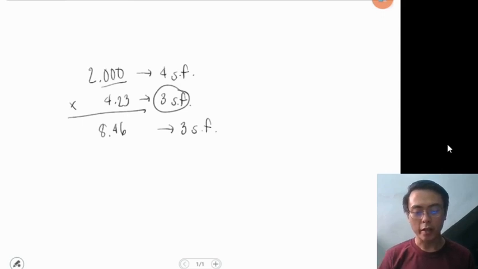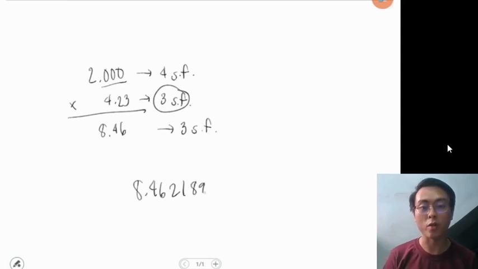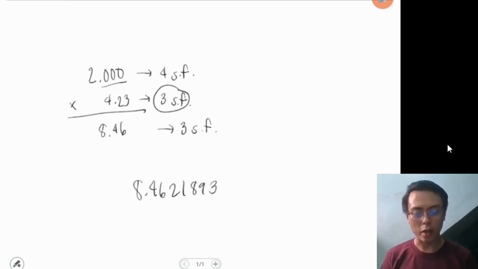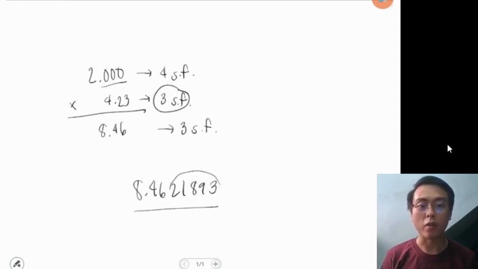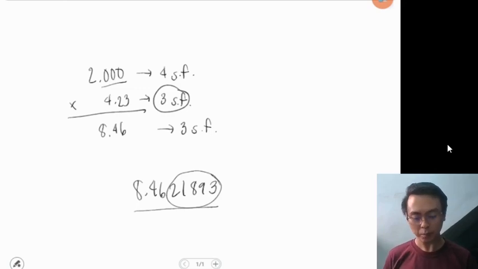So that is how you apply the rules of significant figures to multiplication. Of course, in this case, it's quite easy because our answer is just 3 significant figures anyway. But in some cases, let's say the real answer is 8.4621893, and so on. I do not want you to write this entire number as your final answer in your exam. You need to apply the rules of significant figures, okay? Because all of these digits here are not significant, meaning they are not important.